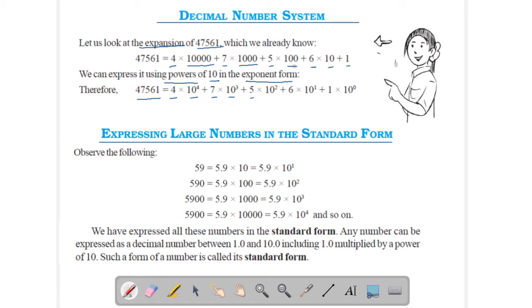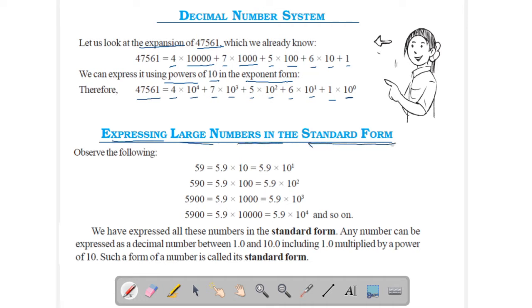And how many zeros are there? 2. It can be written as 10 raised to power 2 plus 6 into, here 10, it has only 1 zero, therefore it can be written as 10 raised to power 1 plus 1, and here there is no 10, we can write it as into 10 raised to power 0, because value of 10 raised to power 0 is 1, and if you multiply 1 by 1 you will get 1. This is your expansion form of 47,561.